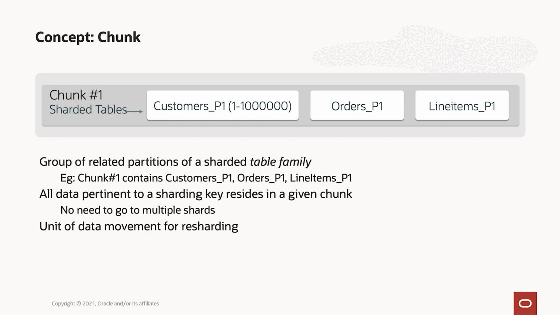Under the hood there is a concept of chunks, and a chunk is nothing but a logical construct. It is a group of related partitions for a given sharded table family. So in our example, we have this table family for customer, order, and line item. Let's assume there is chunk number 1, and chunk number 1 has the data for customer 1 to 1 million, their orders and line items. That's basically what a chunk is. It's just a logical construct which groups a set of data for a set of sharding keys.